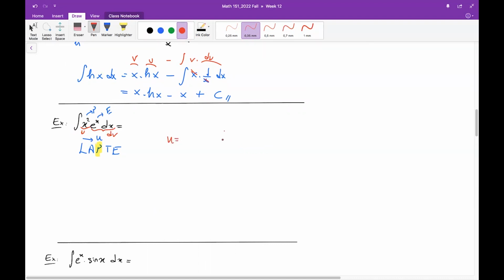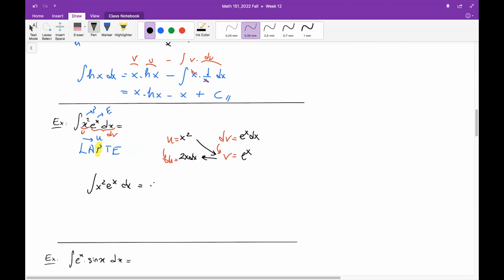Okay, u is chosen and dv is chosen. u is x squared, dv is e to the power x dx. Then from u, you can pass to du, and from dv we will pass to v. Derivative is like that. Integral of e to the power x is itself, right? e to the power x.